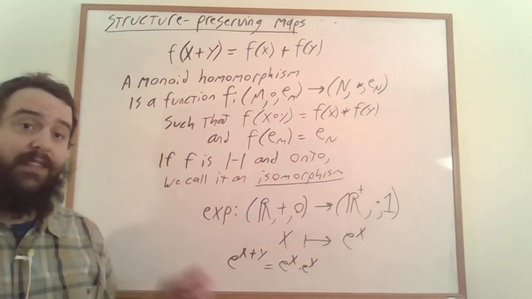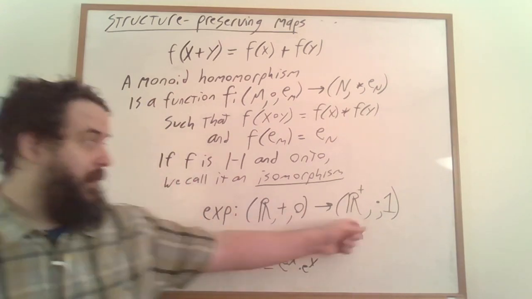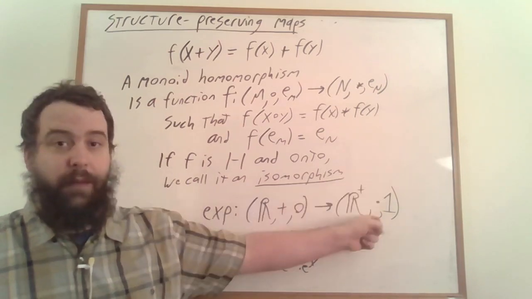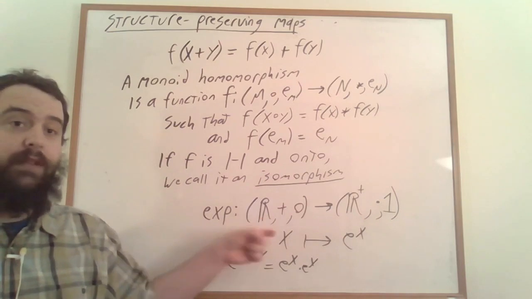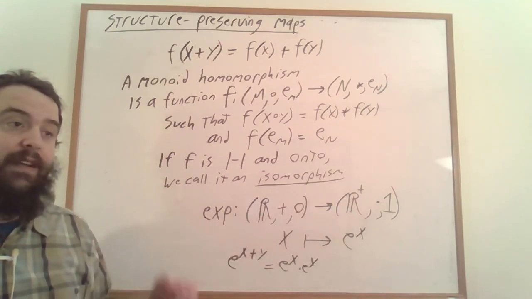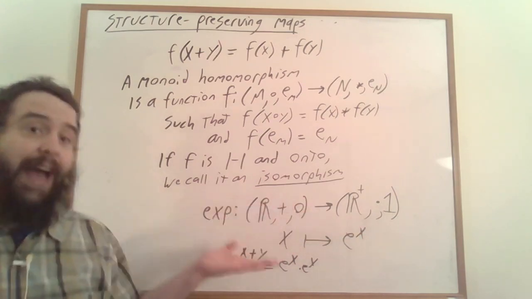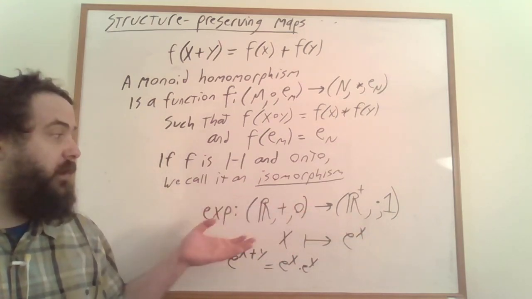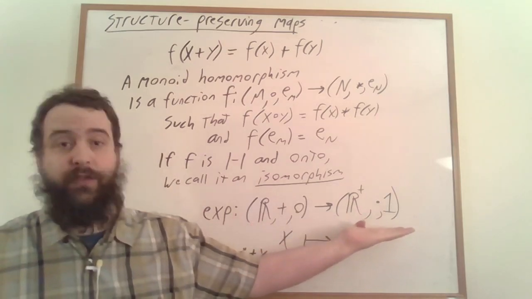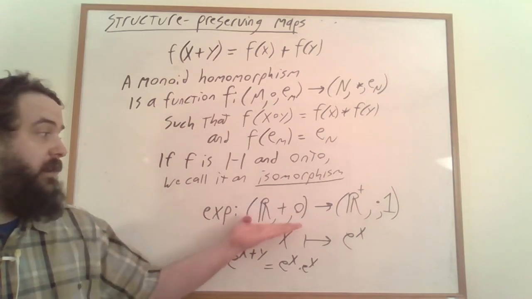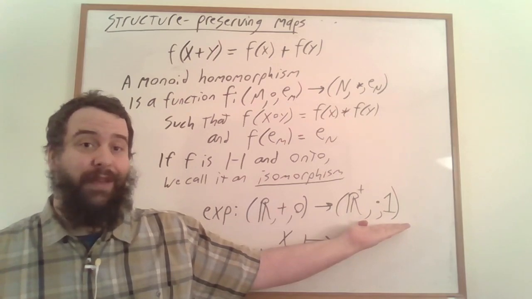You can check that this function doesn't map two different numbers to the same number, and it maps onto all positive real numbers. Every positive real number is e to the x of some real number. Because of that, we have an isomorphism between these two structures. And because of that, we know that any first-order logical property that's true of one structure is also true of the other structure. So for instance, because addition is commutative over here, we know that multiplication has to be commutative over here.